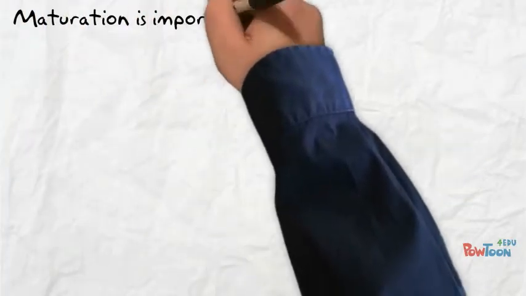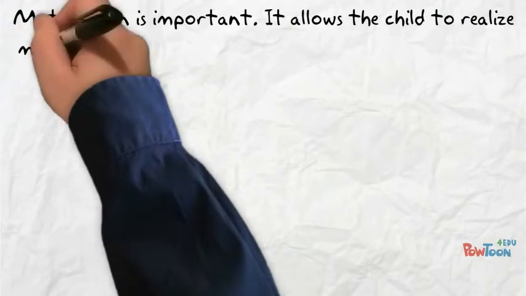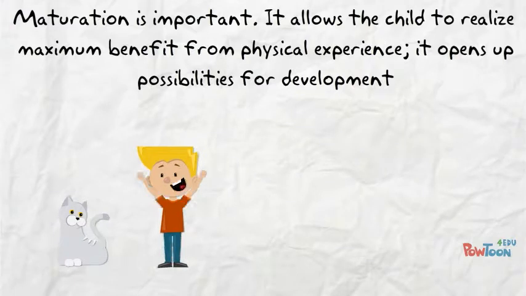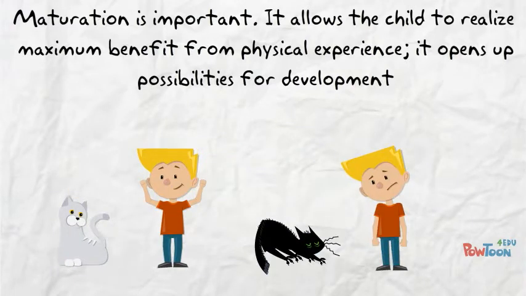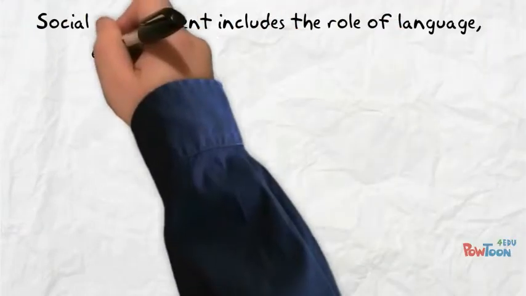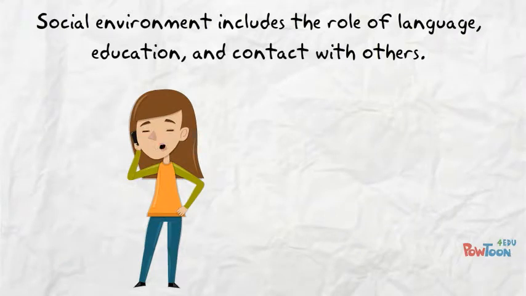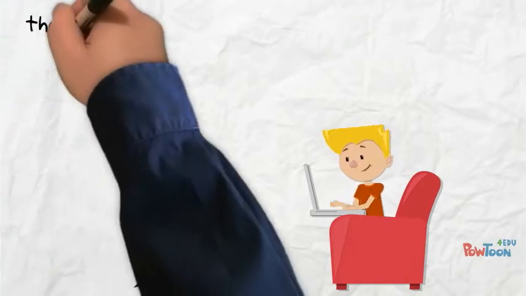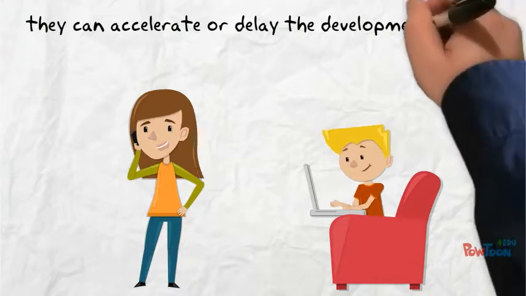Maturation is important because it allows the child to realize maximum benefit from physical experience. It opens up possibilities for development. Development proceeds at different rates as it depends on the nature of the child's contact with the environment and his or her own activity. The social environment includes the role of language, education, and contact with others. Without social interaction, the child would be unlikely to initiate the actions required to change inaccurate ideas. Just like with physical experience, social experiences can accelerate or delay the development of cognitive structures.